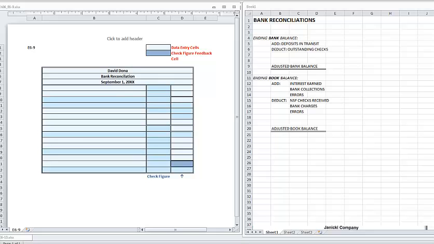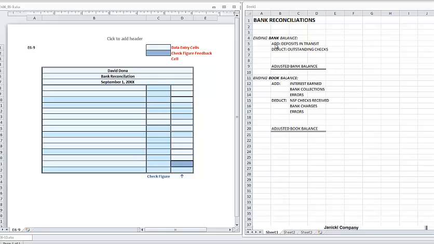There are two sections to the bank reconciliation: the section where you adjust the bank balance and the section where you adjust the book balance. There are only two adjustments to the bank balance. There's one addition and one deduction. If you can remember these two, then you know all other adjustments are to the books.